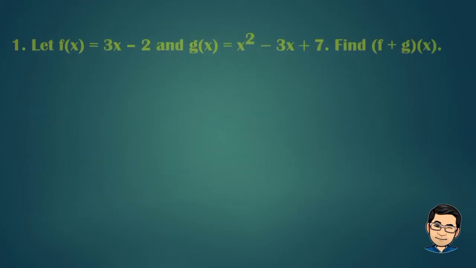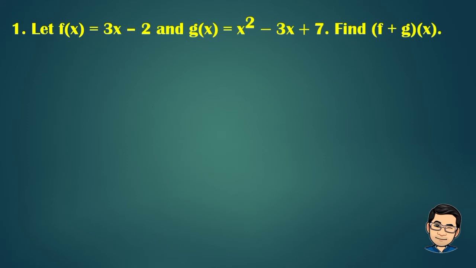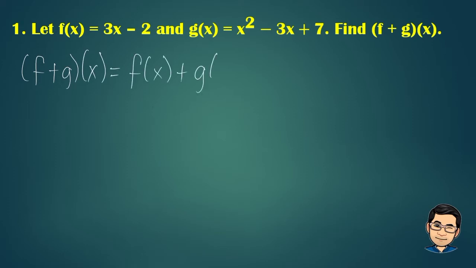So, let's have example number 1. Let f of x is equal to 3x minus 2 and g of x is equal to x squared minus 3x plus 7. Find the quantity of f plus g of x. So, i-add lang natin dalawang functions na yan. So, ganito ang mangyayari. F plus g of x is equal to f of x plus g of x.